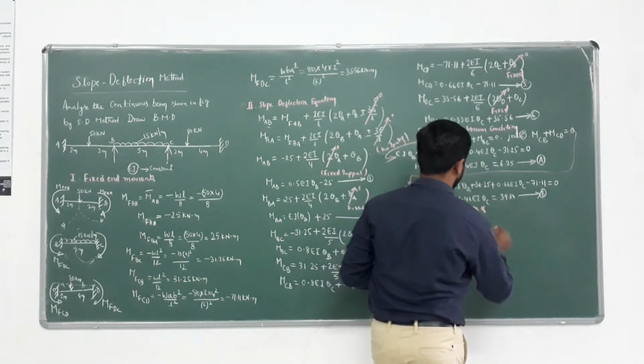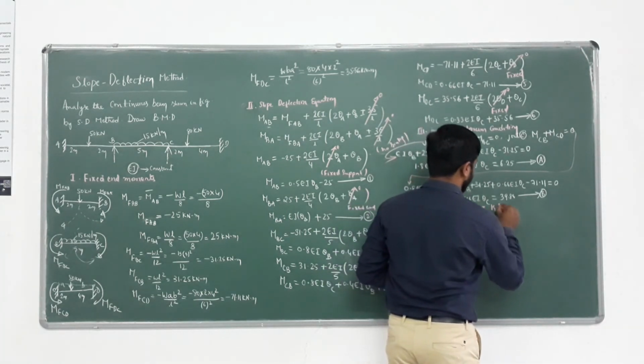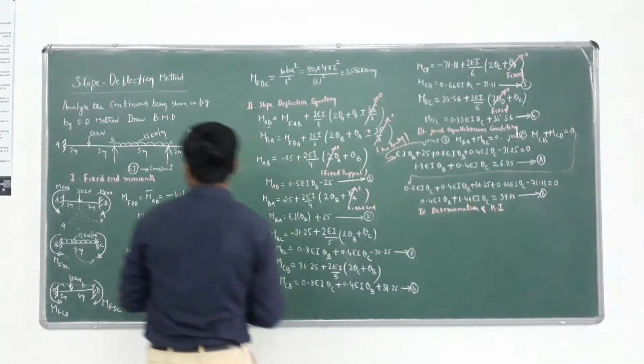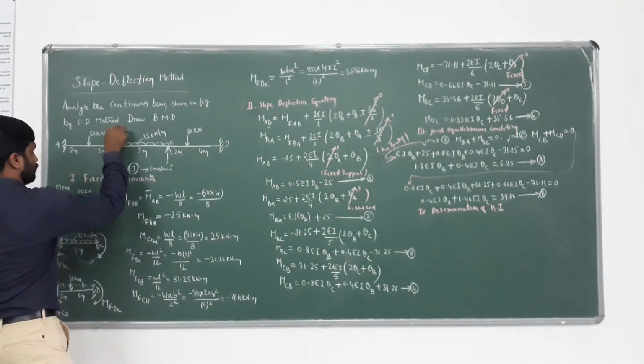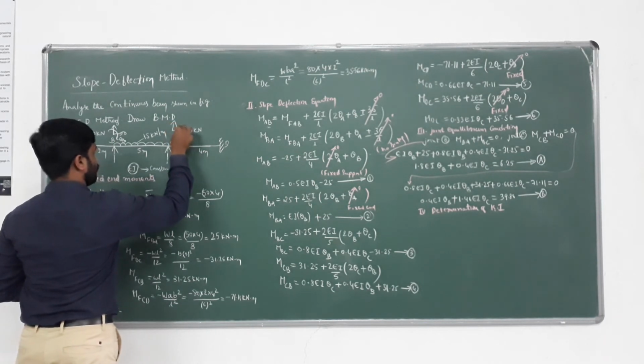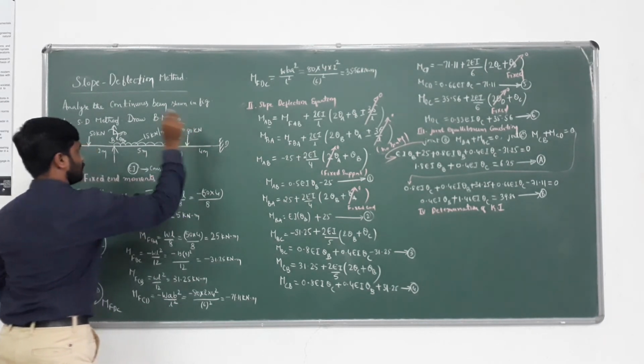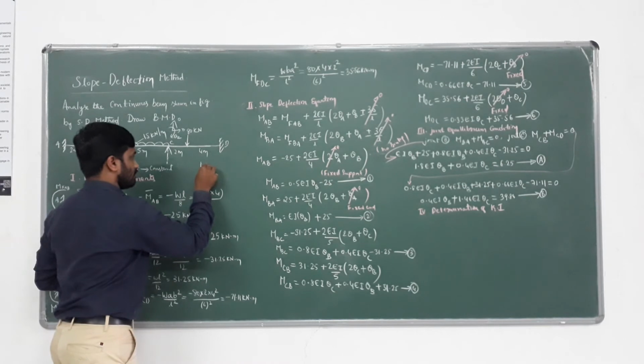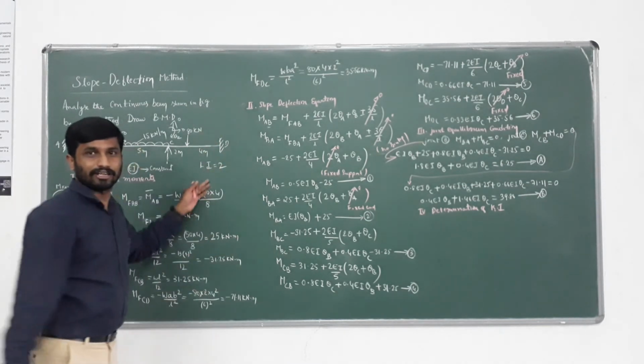Determination of kinematic indeterminates. See, this is kinematic indeterminacy. Here 0, 0, theta B. Here 0, 0, this is theta C. The kinematic indeterminacy is 2: theta B and theta C.